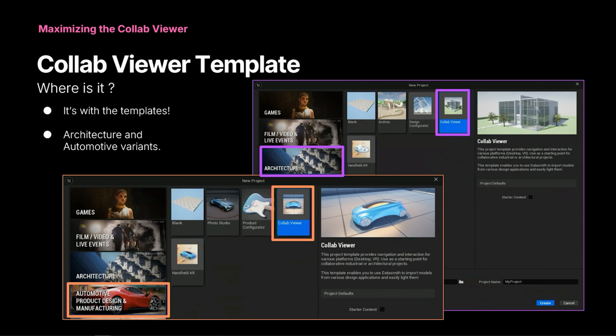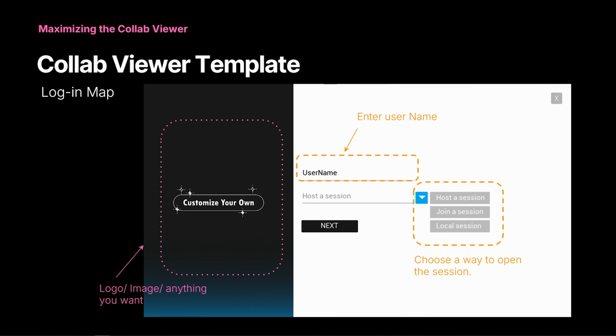Where can you find it? It is in the Epic Games launcher. It is a template. There's 2 variations of it, one for architecture, one for automotive, but a lot of the tools are quite similar. First thing you're going to see when you pop into the Collab VR template is a login map. And actually, you know what? Let's get away from the slides a little bit. Let's actually try some of this in practice.